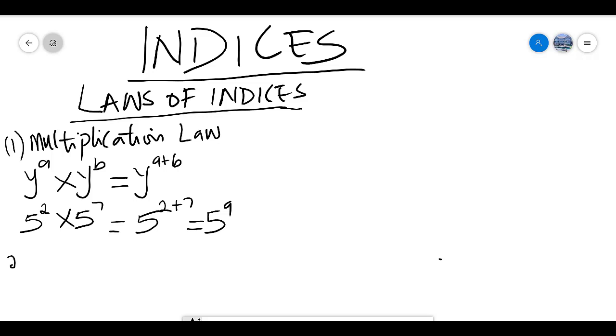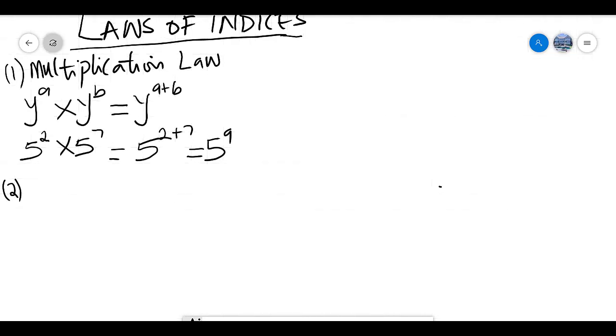The next law is not as difficult. The next law is the division law. Now, it's more like the opposite of this. So this law involves the division of powers. So if I have something like 5 raised to power 4 divided by 5 raised to the power of 3.